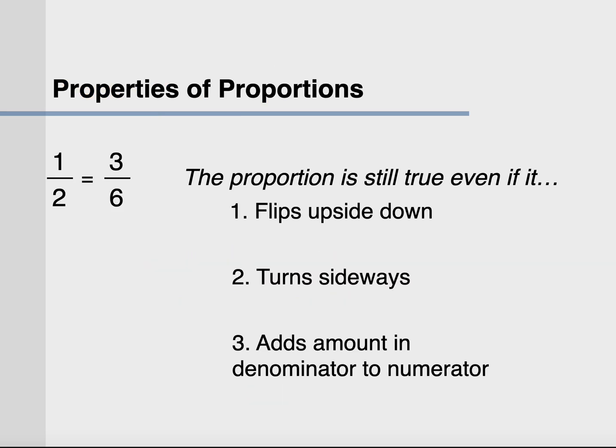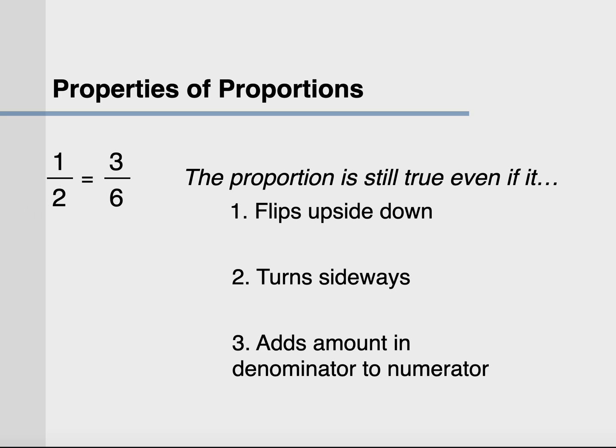The last thing we need to talk about are the properties of proportions. These are the 3 rules about how you can change your proportion equation and still keep it true. So write down these 3 rules, and also write down the example proportion we'll use to show how this applies.